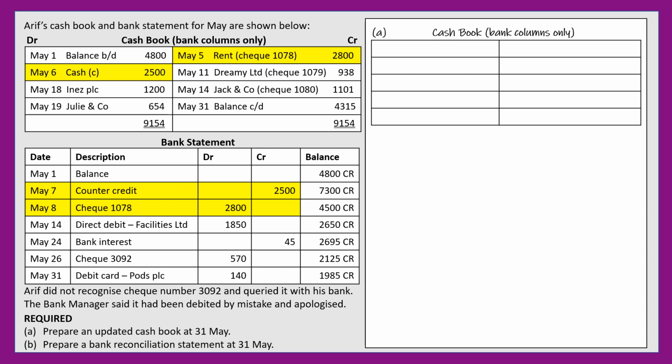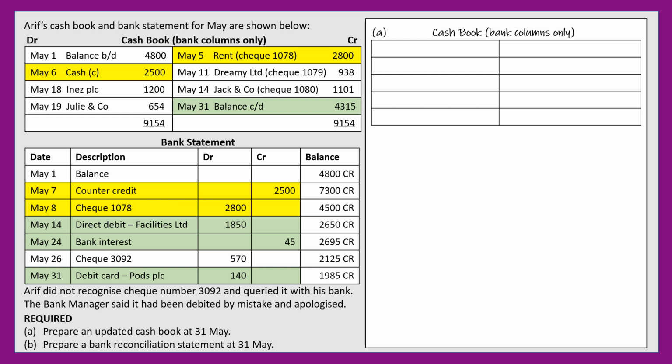So I then go to part A, prepare an updated cash book. And you can see I've got mine drawn out, just the bank columns are ready. And the things that I've highlighted in green, these are the things that I'm dealing with. So I'm going to start where Arif left off. So in his cash book, he's got that balance carried down of 4315. And then I'm going to deal with the things that are in the bank statement, but not yet in the cash book. So all of the things I've highlighted green.